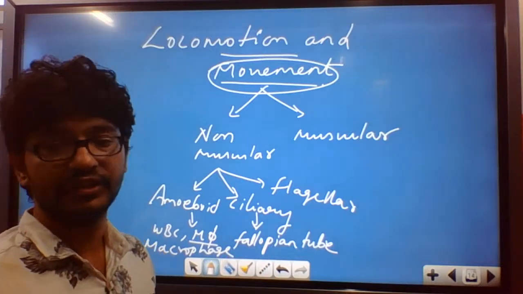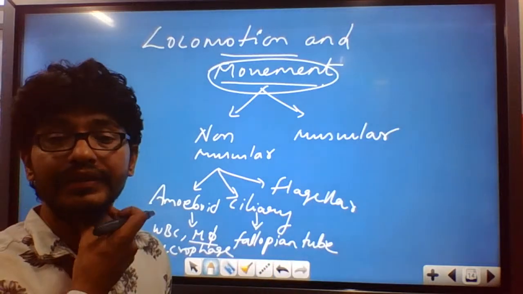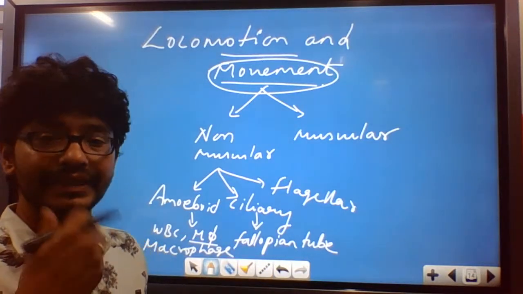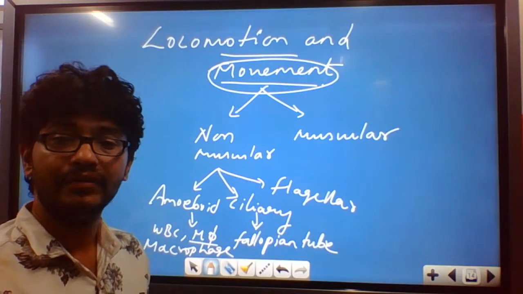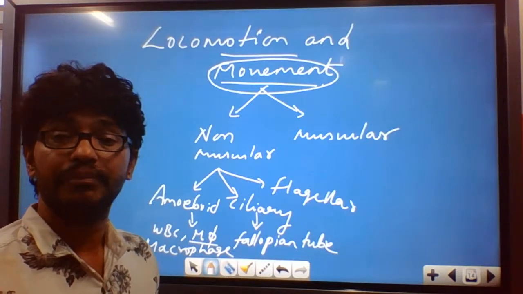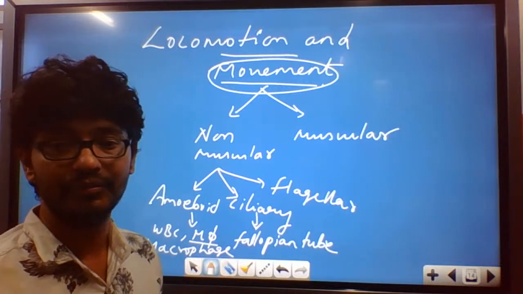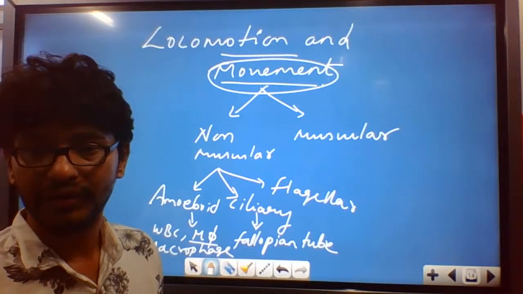In humans, because we're talking about human physiology, right? So the fallopian tube, and even the respiratory tract, the pharynx, you could see the ciliary movement. This is how ciliary movement takes place. For organisms, you take ciliates like Paramecium and Balantidium. These ciliates also show ciliary movement, but there are no specialized muscles playing an important role there.